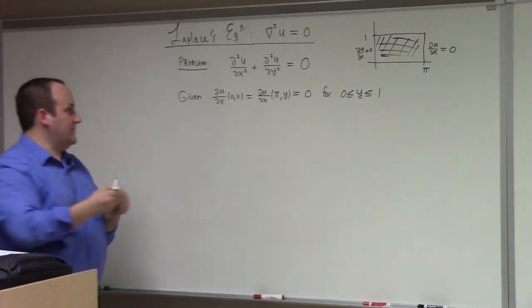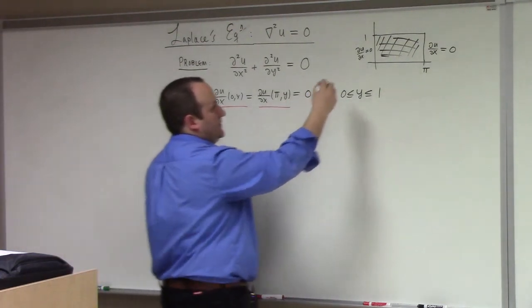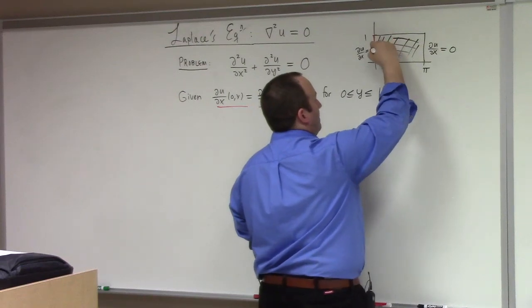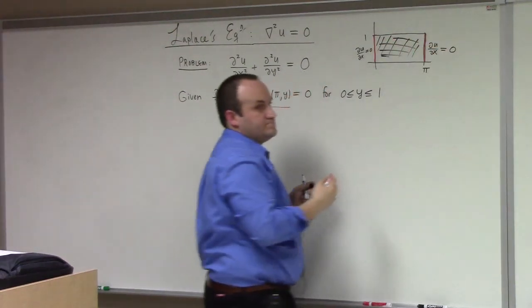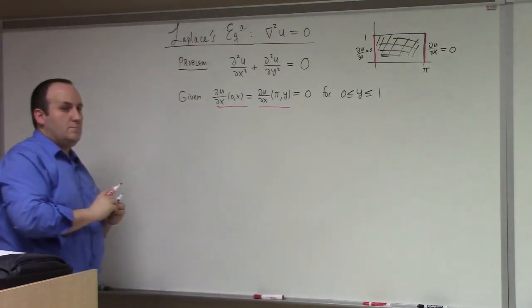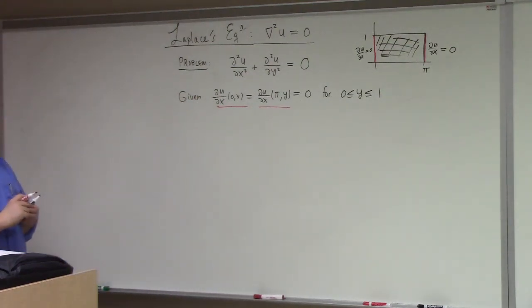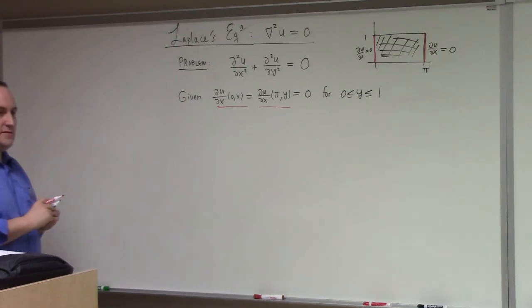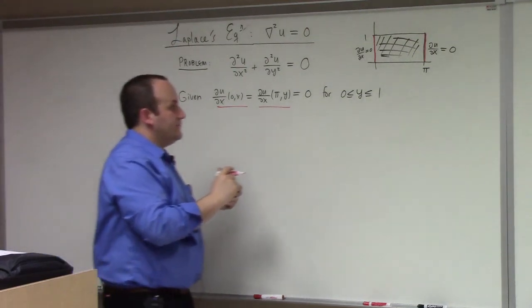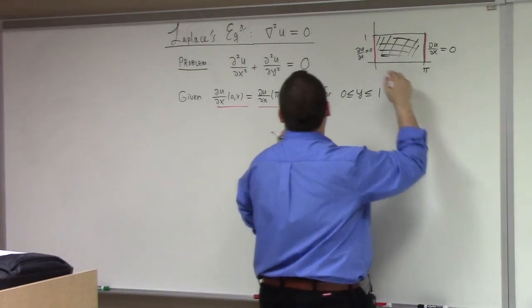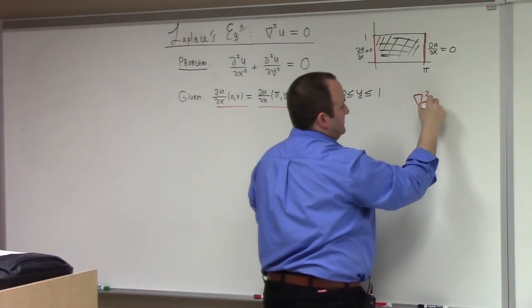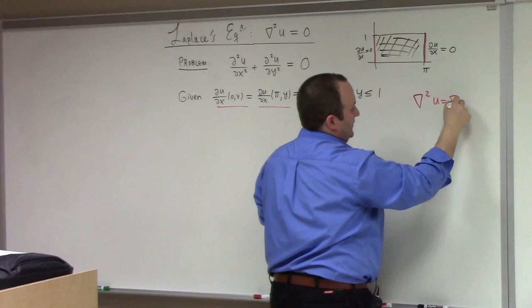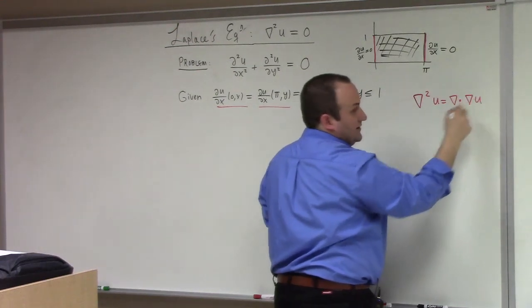So, just to emphasize, this and this are here, right? And here. We're given that the derivatives are 0 there. Some of you are electrical engineers, so you're supposed to care that this equation is what? It's the divergence of the gradient of u.